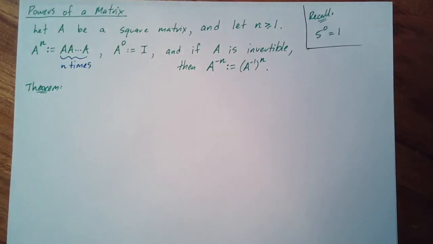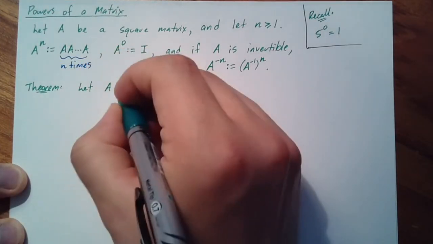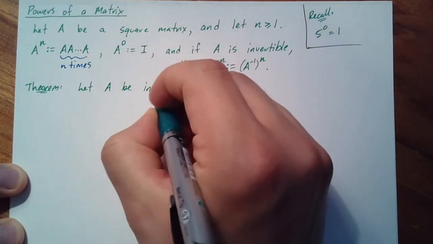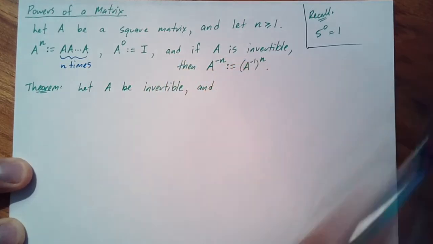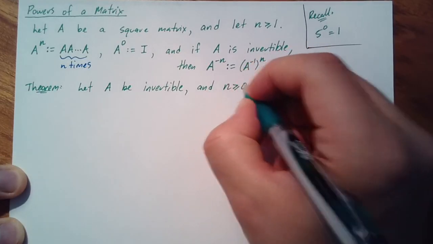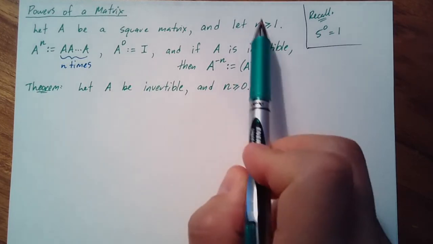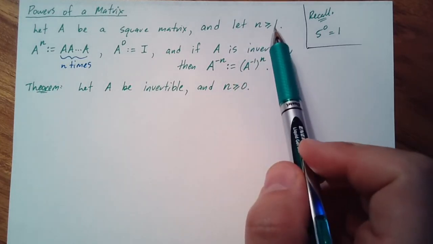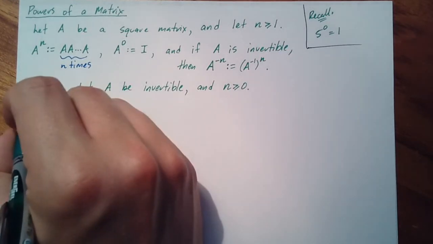Okay, so let's start with an invertible matrix, and also some positive number or non-negative number. So, we're widening the possibilities for n here. It's no longer a number that's greater than or equal to 1, and now it just needs to be greater than or equal to 0. So it could also be 0. So here are the three statements.